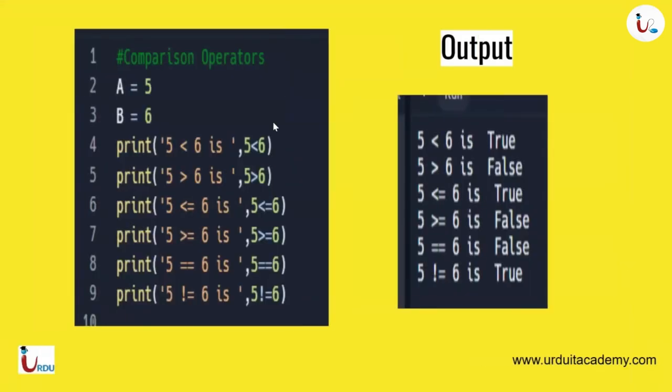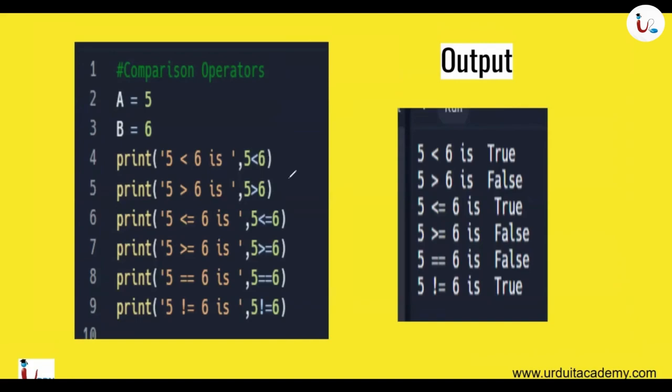Here you can see A equal to 5, B equal to 6. I just gave some random values. Print 5 greater than 6, which is true, right? That's why it is printing true. Now, 5 less than 6. 5 is less than 6, which is true. That's why it is printing true. Next one is 5 greater than 6. You know that 5 is not greater, right? So it will be printing false.